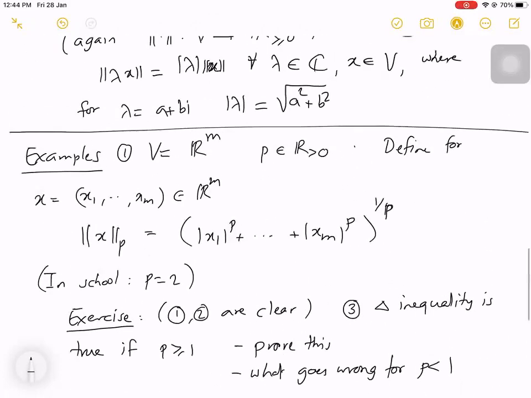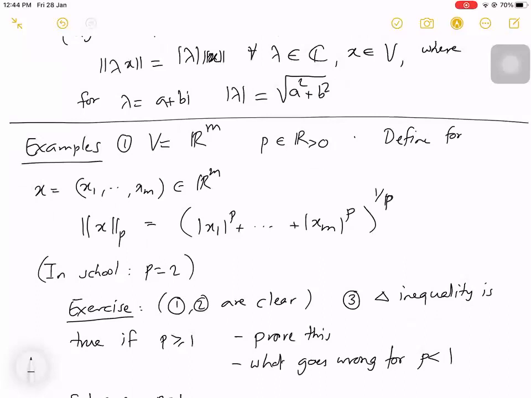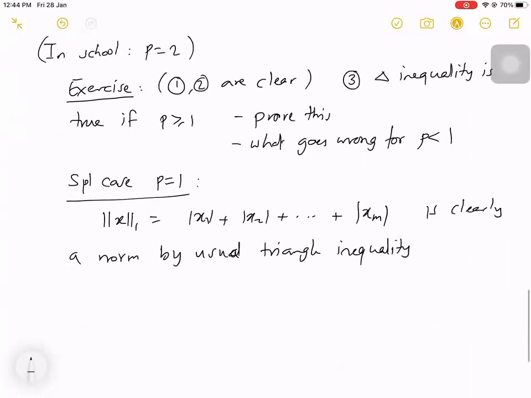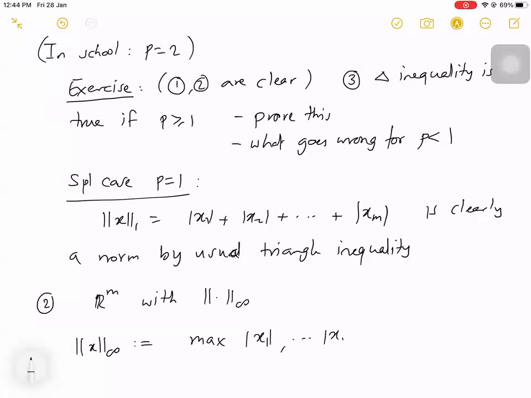So this is really a class of examples, right? But now I'm going to define yet another one. R^m with the infinity norm. So we define here, what is this? If you have not seen this, this is interesting. This is just a maximum of the absolute values of the coordinates.